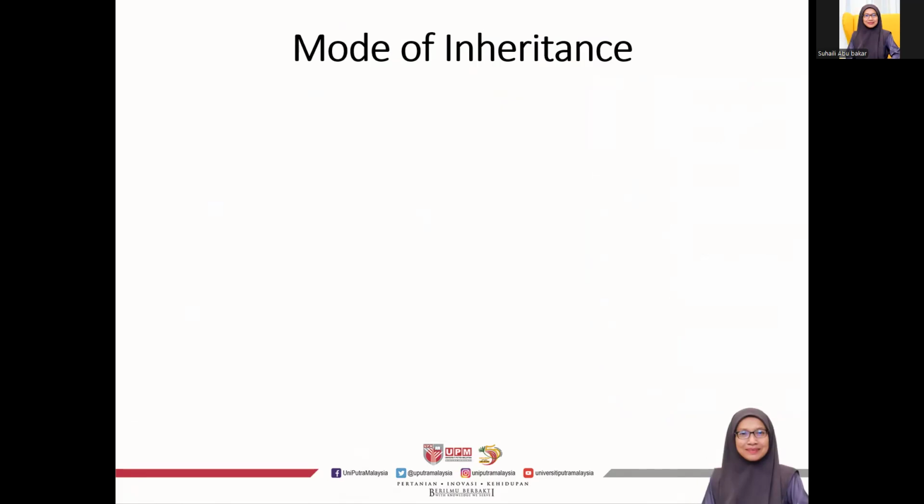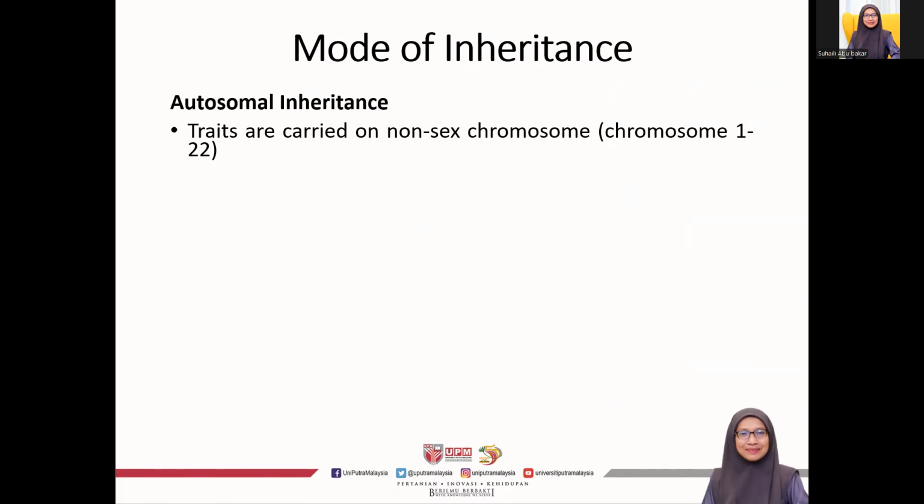So by analyzing a pedigree, we can determine genotype, identify the phenotype, and predict how the trait will be passed on in the future. The information from the pedigree makes it possible to determine how certain alleles are inherited, whether they are dominant, recessive, autosomal, or sex-linked. Let's explore the patterns of inheritance. We have two types, the first being autosomal inheritance, where the traits are carried on non-sex chromosomes, chromosome 1 to chromosome 22.